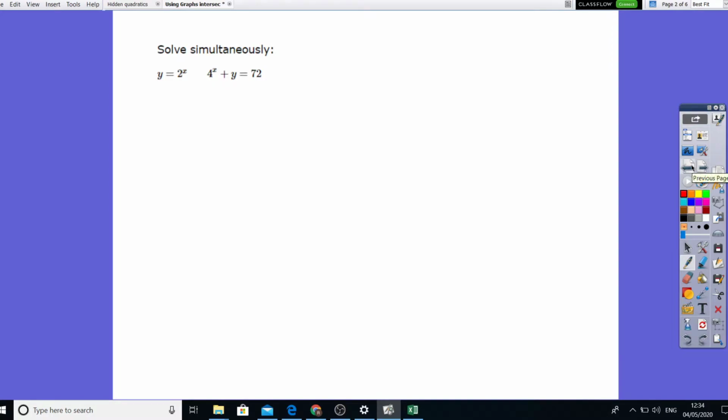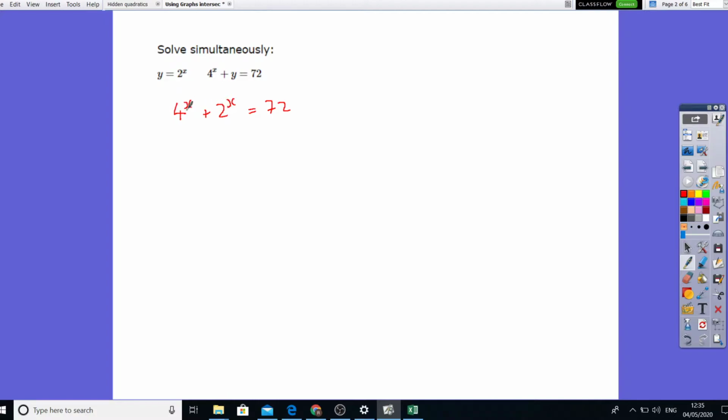Now in this situation we have got x and y, so we're solving for the two. The first thing I'm going to do is sub what y is into this equation. I'm going to replace y with y equals 2^x. So sub into this equation, I'll end up with 4^x plus 2^x equals 72.